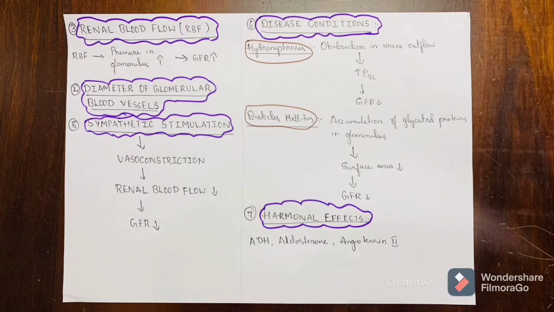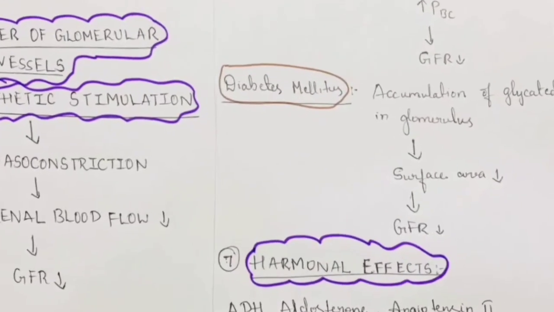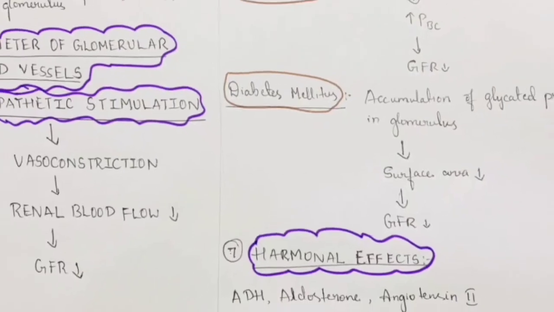And the seventh one is hormonal effects. Antidiuretic hormone, aldosterone, and angiotensin II have an effect on GFR.